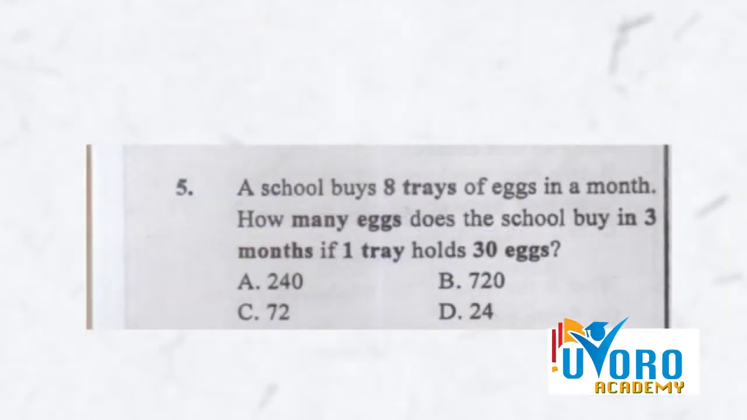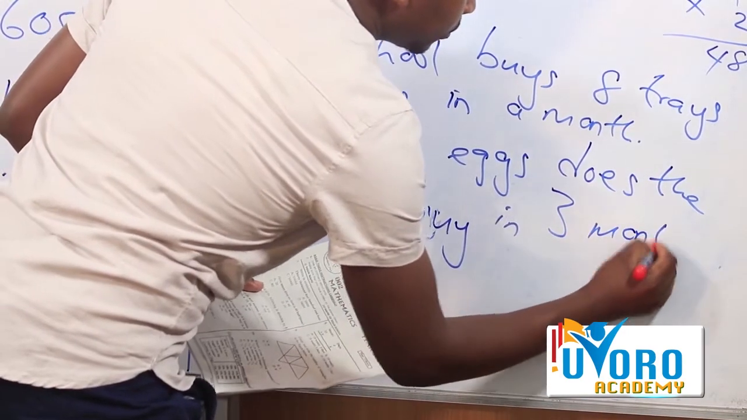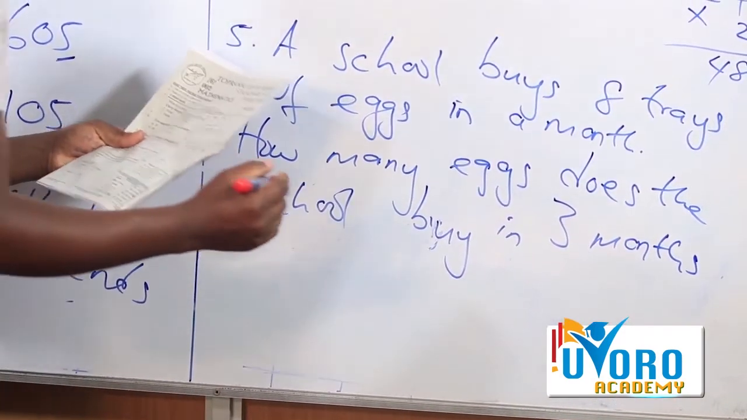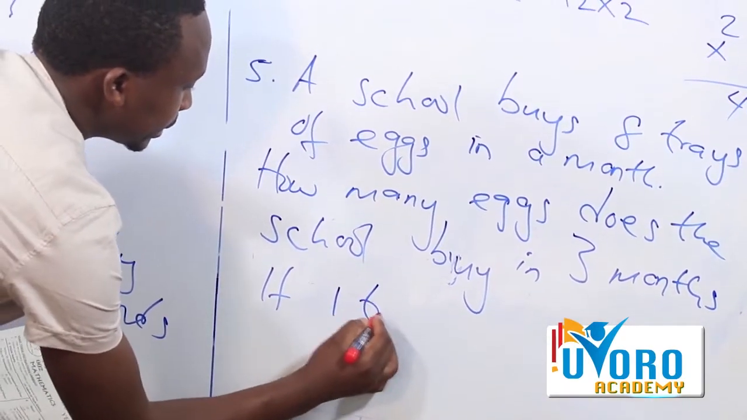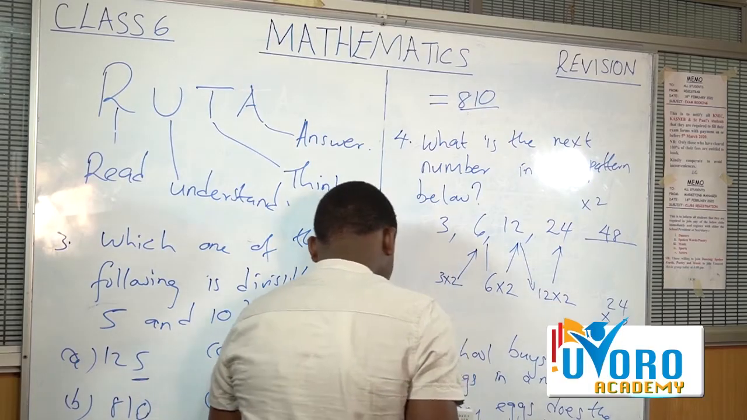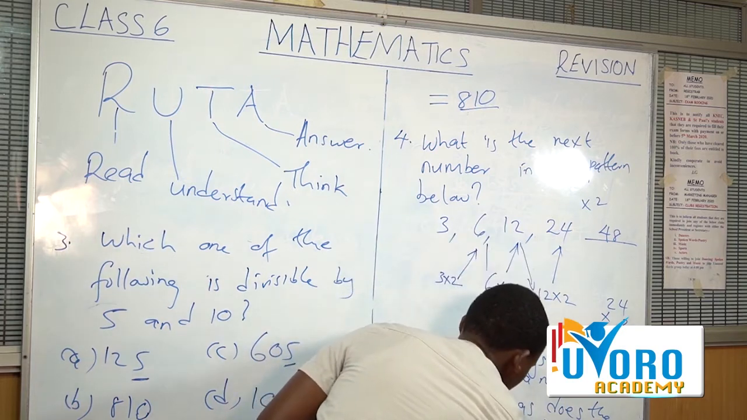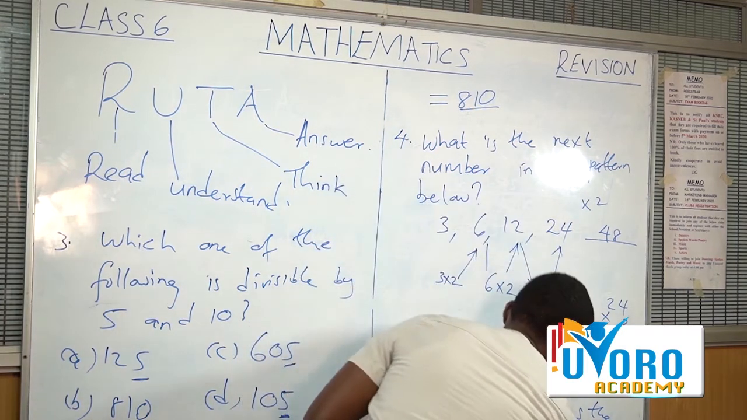How many eggs does the school buy in 3 months, if one tray holds 30 eggs?